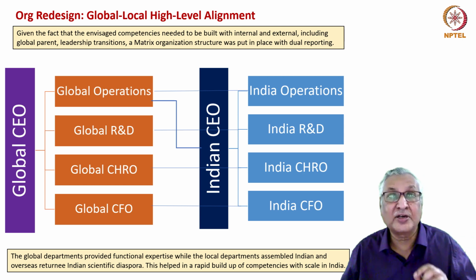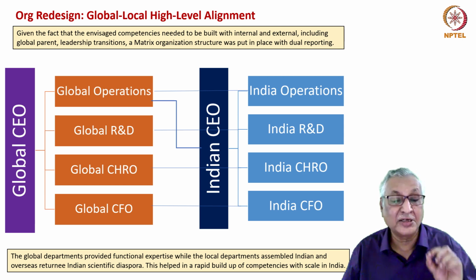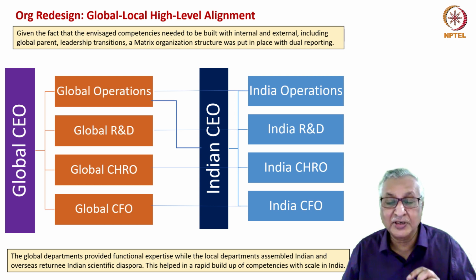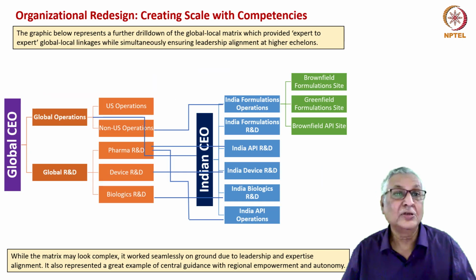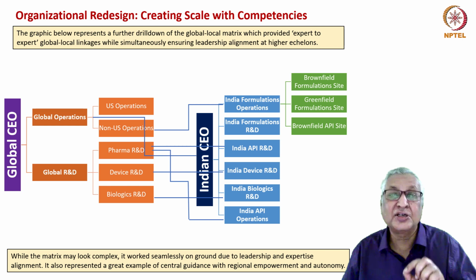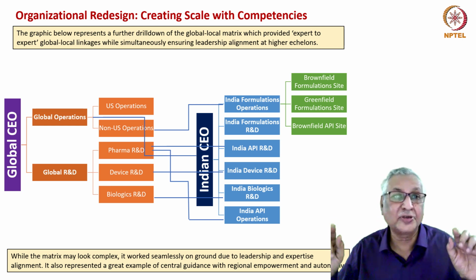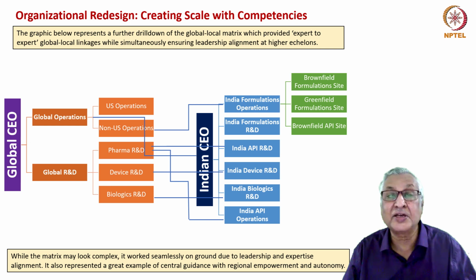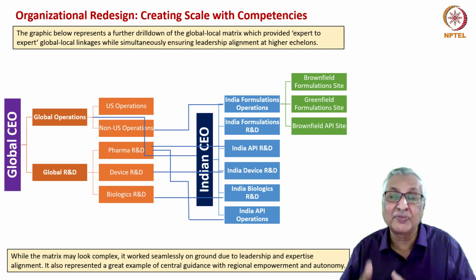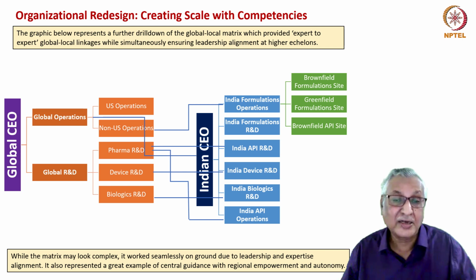The global departments provided functional expertise, while the local departments assembled Indian and overseas returnee Indian scientific diaspora. This helped in a rapid build-up of competencies with high scale in India. The graphic below represents a further drill down of the global-local matrix, which provided expert-to-expert global-local linkages while simultaneously ensuring leadership alignment at higher echelons of the organization. So you can see the entire operation reporting to global operations, but individually each subsegment of the Indian operations had a global expert to advise and help.